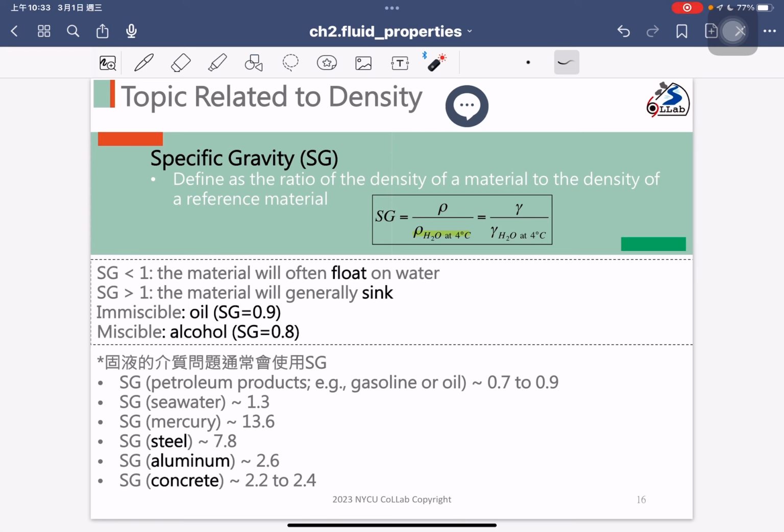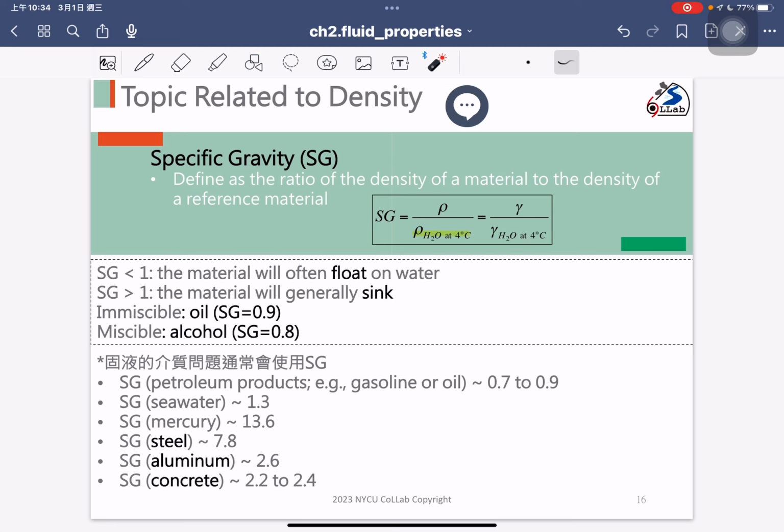Okay, and if it is larger than 1, it indicates that generally it will sink. Okay, it's common sense. But we will define some special cases. We call them miscible and immiscible, like oil and alcohol, the difference. Sometimes a liquid will be miscible or immiscible with water, so you cannot only base on the SG value to identify whether it is floating or sinking. It is based on some material property difference.